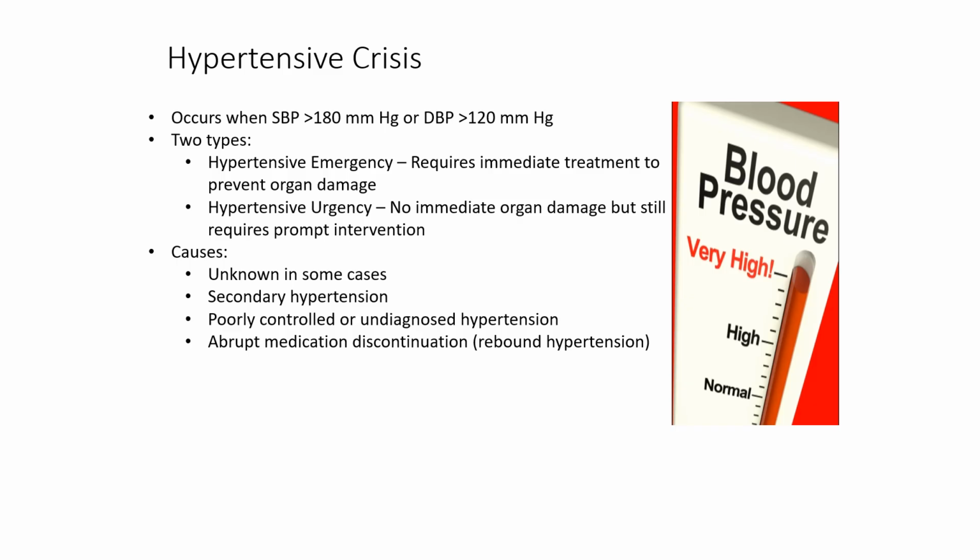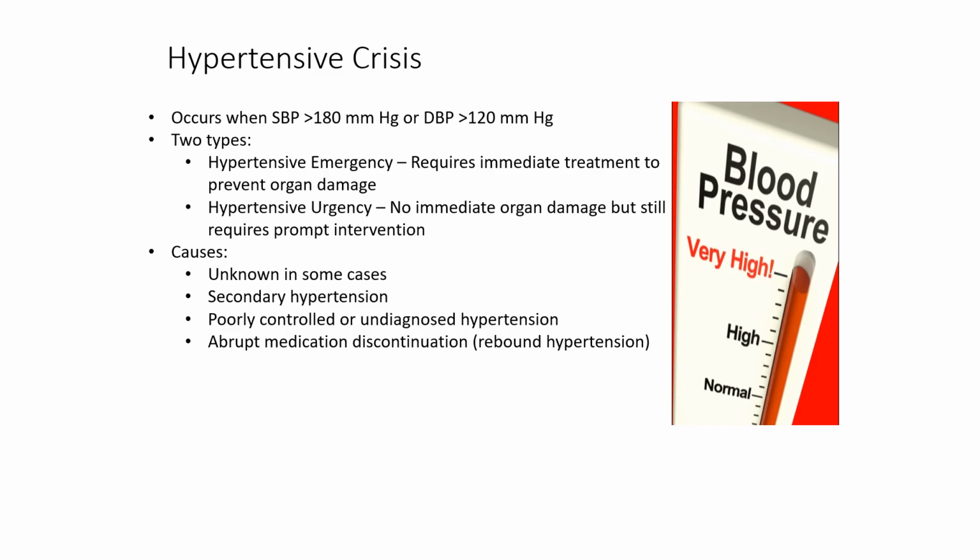Now we're going to move on to hypertensive crisis. So this is an emergent situation that occurs when we see a systolic blood pressure of greater than 180 or a diastolic blood pressure of greater than 120. There are two types of hypertensive crisis that patients can experience. The first one is hypertensive emergency, and this one requires immediate treatment to prevent permanent organ damage. And then there is hypertensive urgency, where there is no immediate organ damage evident, but it does require prompt intervention so it doesn't progress to a hypertensive emergency.